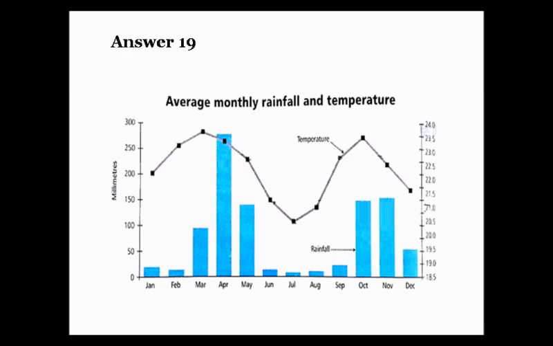The graph gives information about the average monthly rainfall and temperature in 1 year. To begin with, we can see that as for rainfall, the highest number goes to April with a figure of 270 millimeters, and the lowest number goes to July at 10 millimeters.